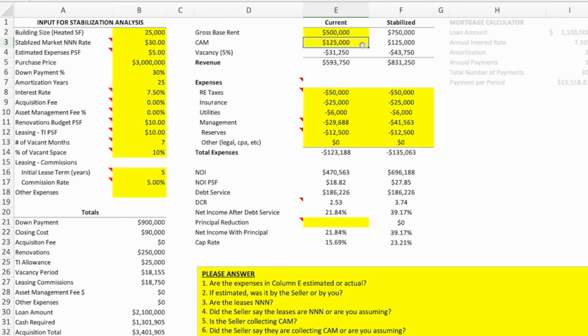So we've got, let me double check this, double check that. Okay, everything's right. On the stabilized side, all we're doing here is increasing this income. And how do we get from current to stabilized, from 500,000 to 750,000? That's a whole other story. Right now everyone's at $20 a foot.